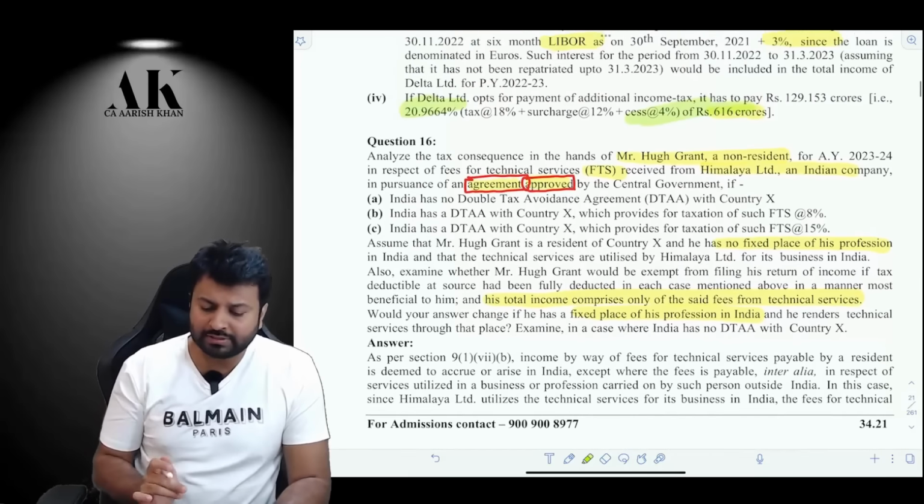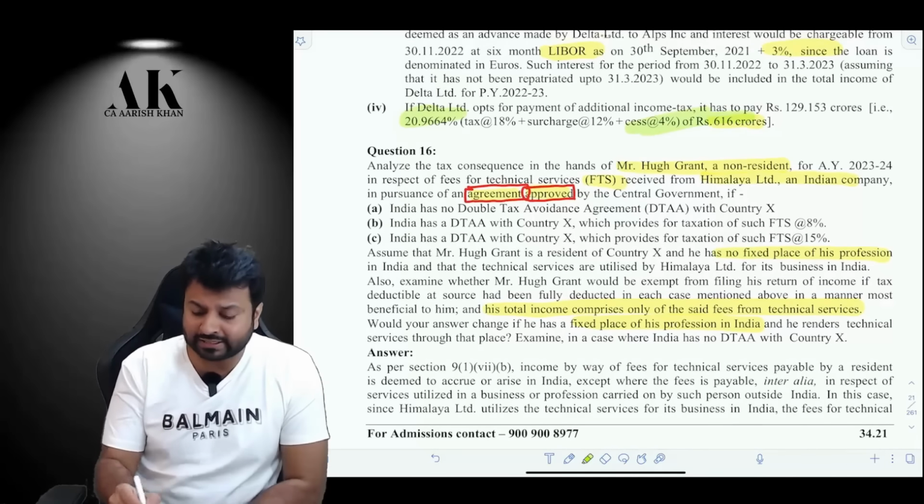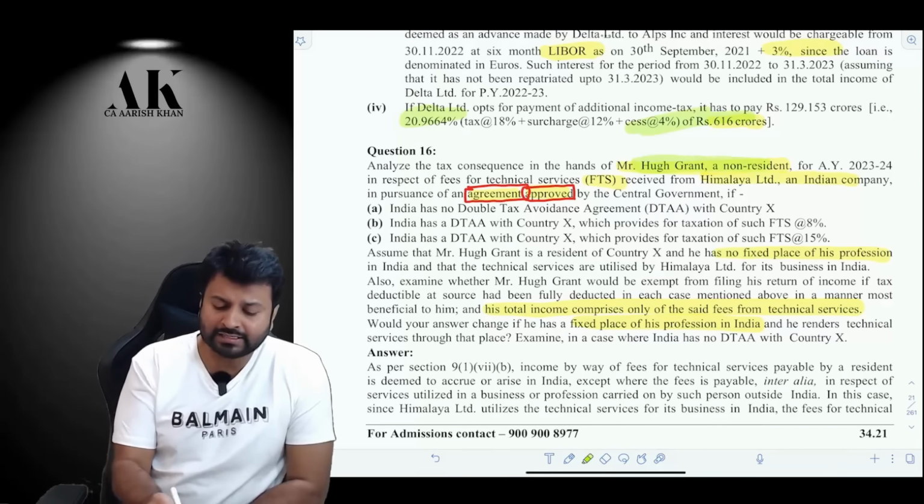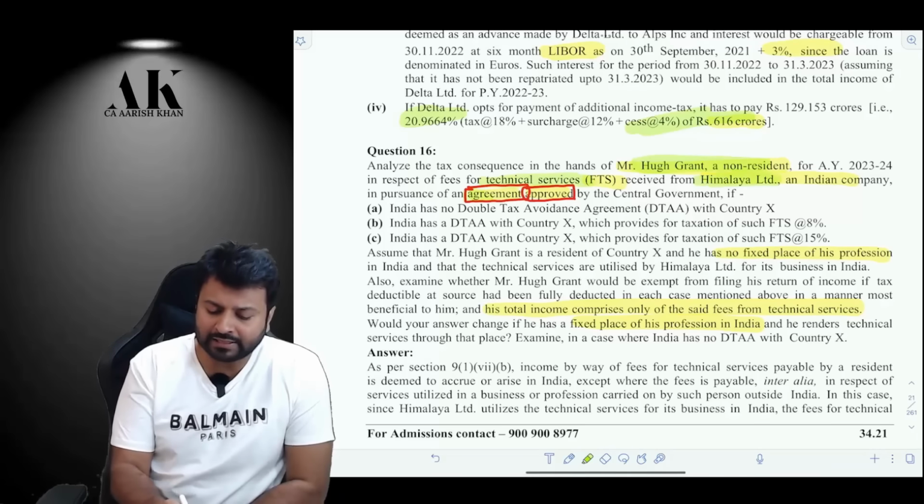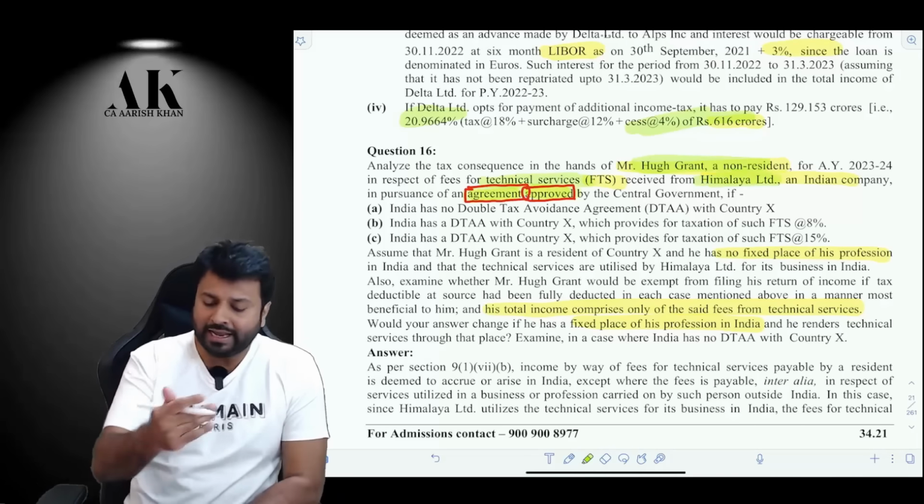Okay. Next question, question number 16 is on non-resident taxation. There is a non-resident over here who is providing some FTS services to an Indian company, and there is an agreement, and that agreement is approved by central government. And there are multiple parts in that.